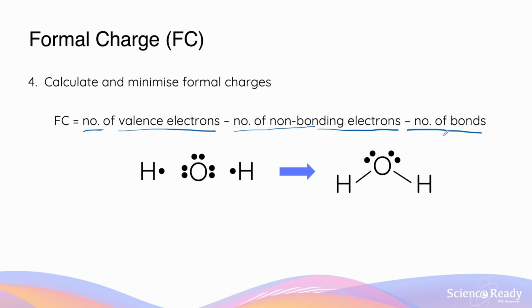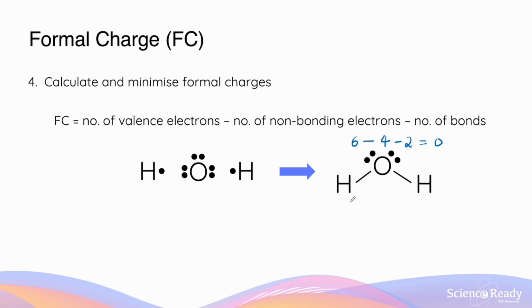it has formed. In the hypothetical structure of water, the oxygen atom starts with 6 valence electrons and will minus the number of non-bonding electrons, which would be 4, the 2 pairs of electrons in the lone pairs, so minus 4. And the oxygen atom also has 2 bonds, so minus 2. And this gives a final answer of 0. So the oxygen here has a formal charge of 0.